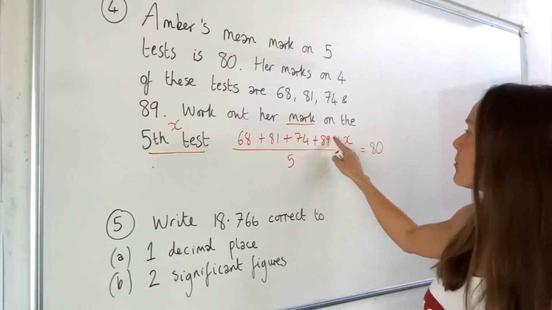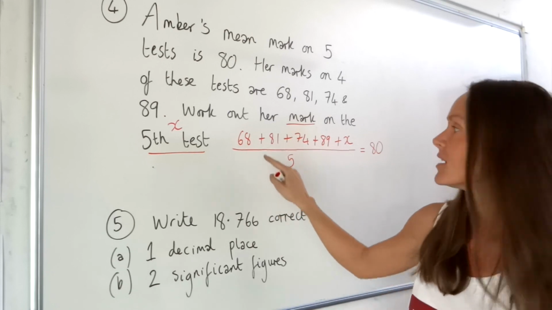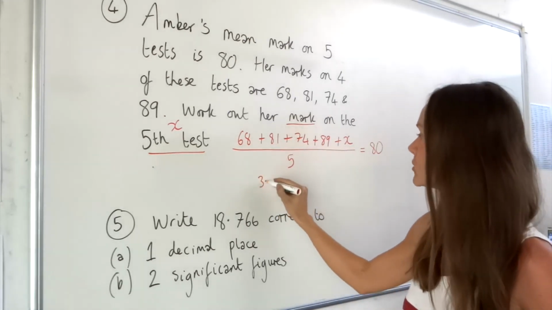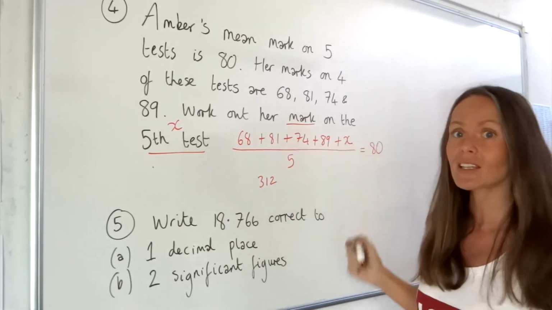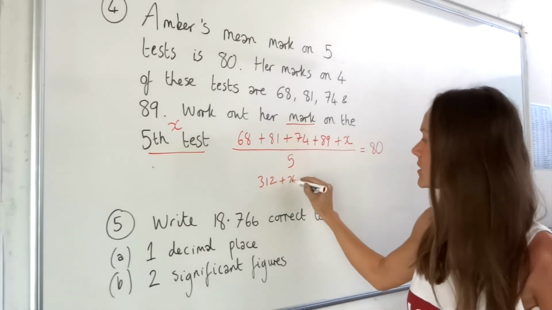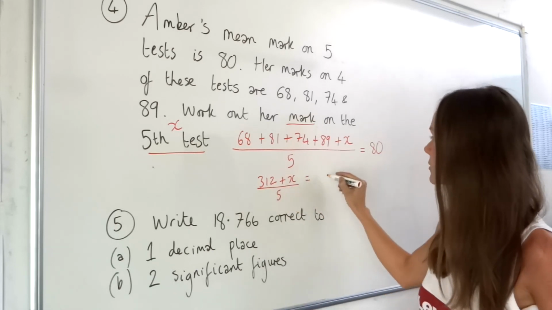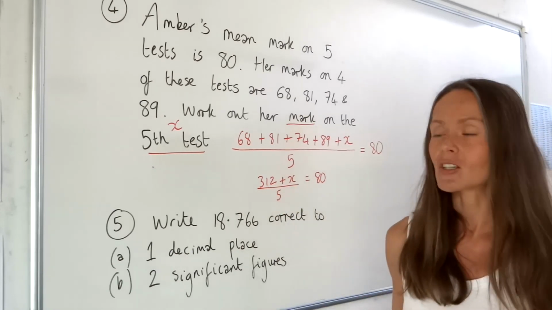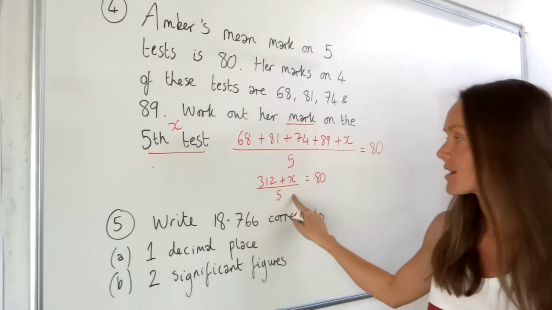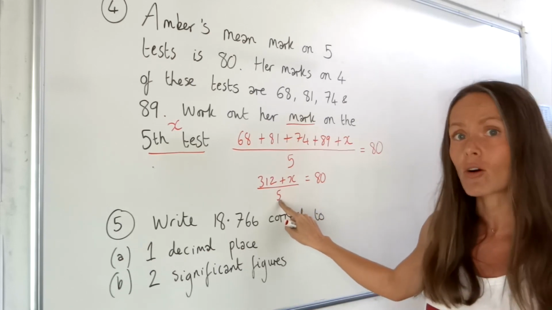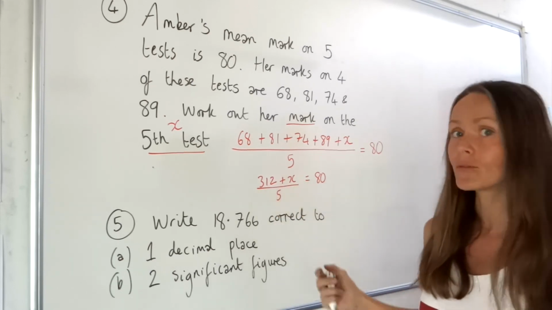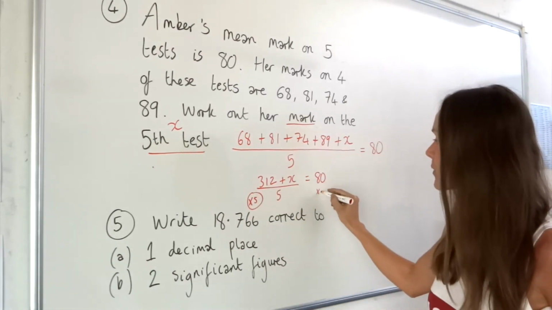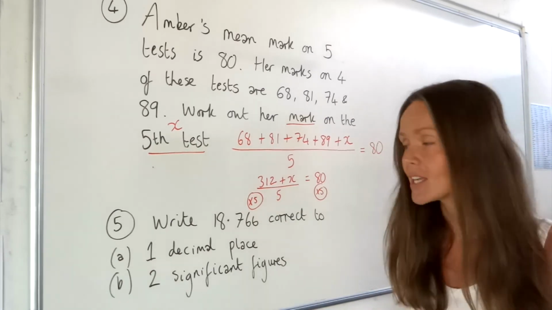So all we have to do now is try and solve this equation to find out the value of x. So I'm going to start by just simplifying the numerator here and adding together all of those values. So if I add those together, I get 312. Not forgetting we've still got the plus x at the end. And we're still divided by 5 and we're still equal to 80. Now, to solve that equation, we need to undo everything around x. And I'm going to start by getting rid of that number 5. So the opposite of dividing by 5 is to multiply.